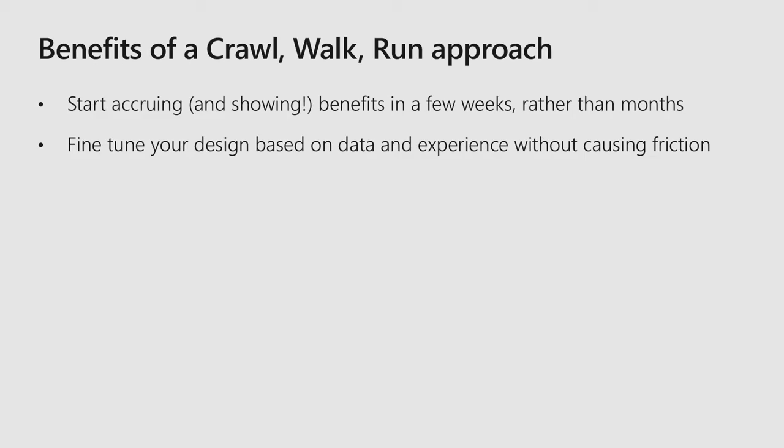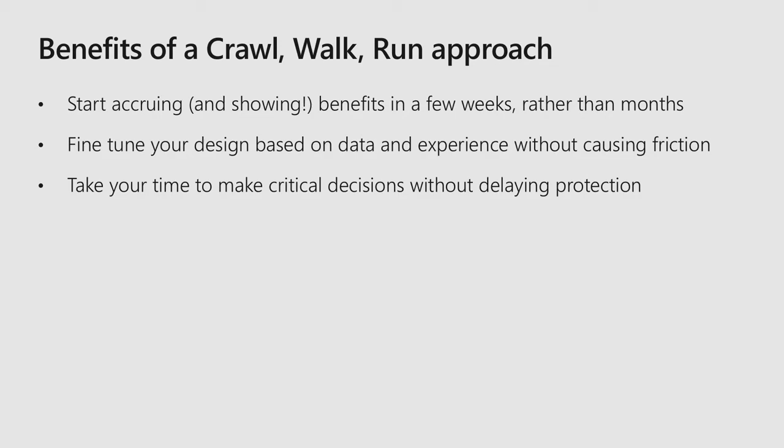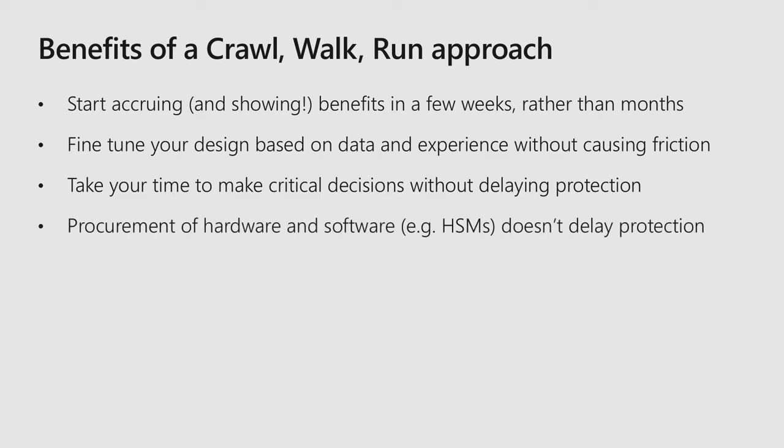Then you can fine-tune your design and your policies based on real-world data. You already mapped your environment. You already have an inventory of every single document in your company, and you can say, this is the impact of any of these future actions. You can take your time to make critical decisions, such as key management or things like that, because you're already providing a level of protection at that stage. You don't have to delay your implementation to buy hardware. You can implement AIP with zero investment on the on-premises front, just deploy the client. Later on, you may want to buy a hardware security module or things like that. You can do that later.